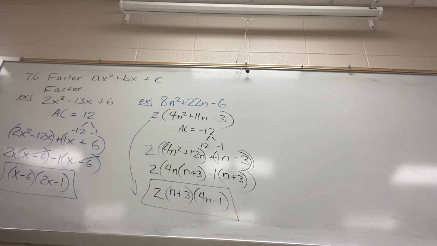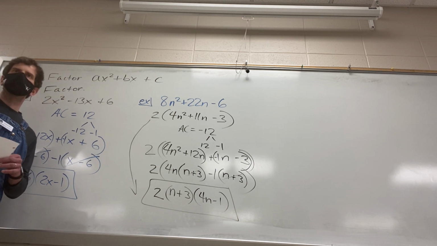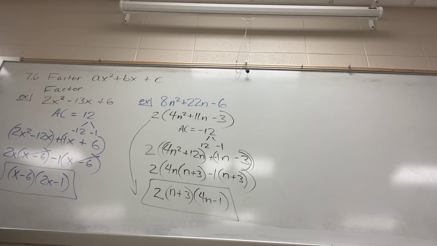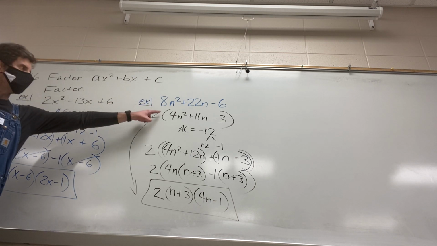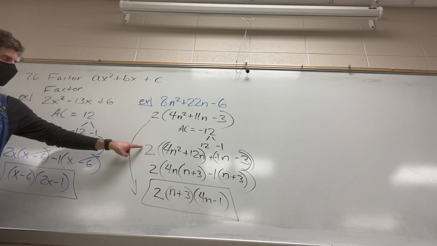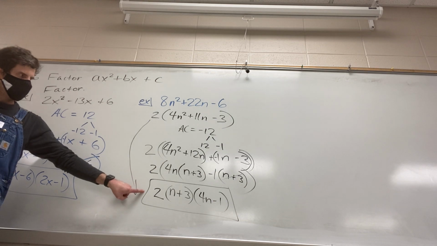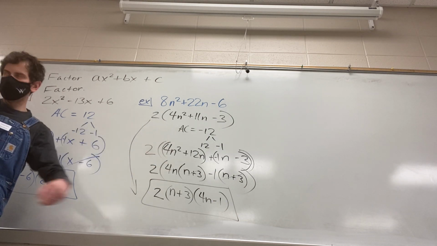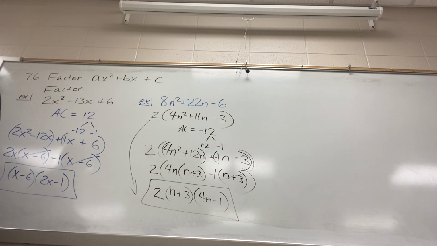Wait, you don't distribute the 2? No, because we're factoring, man. Distributing is the reverse of factoring. So we factored out a monomial, and that 2 just hangs on, doesn't it? While we factor doing the AC method.